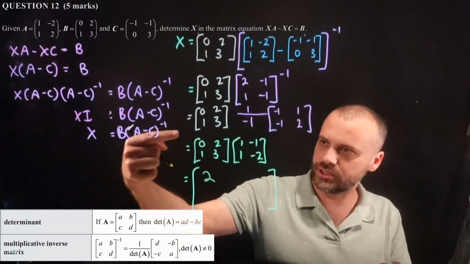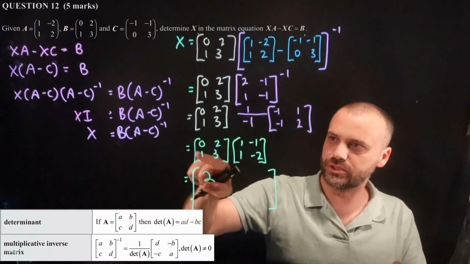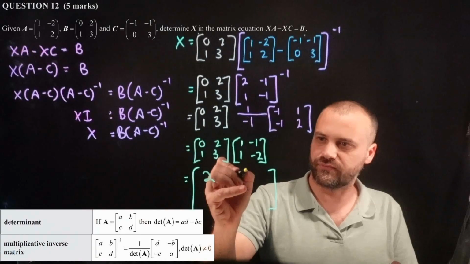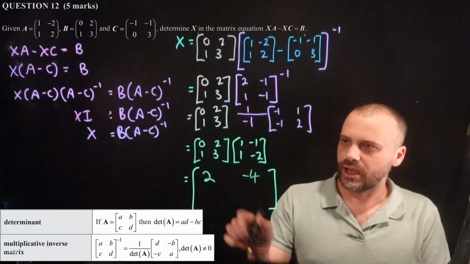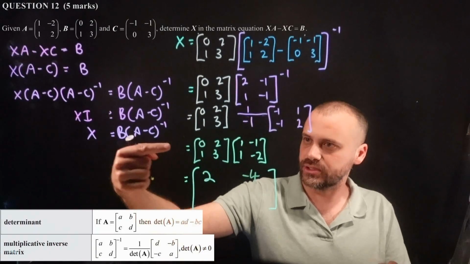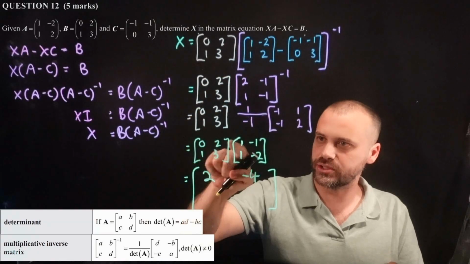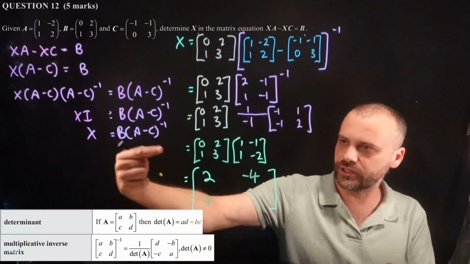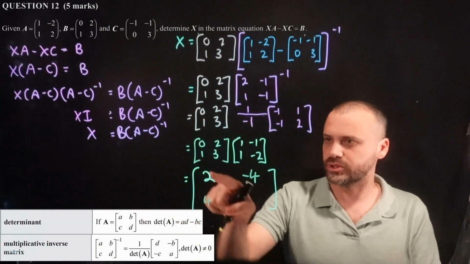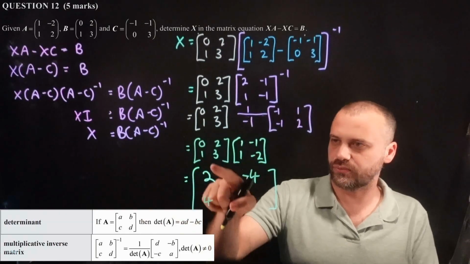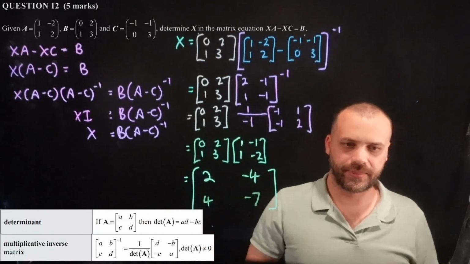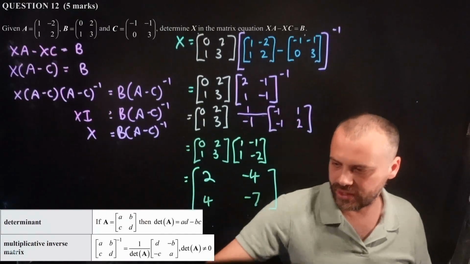And then for this element, it's going to be row 1, column 2. So 0 times negative 1, 0. 2 times negative 2, negative 4. And then for this element, it's row 2, column 1. 1 times 1 plus 3 times 1, that's 4. And finally, row 2 times column 2. 1 times negative 1 is negative 1. 3 times negative 2 is negative 6. Add them together, and I get negative 7.